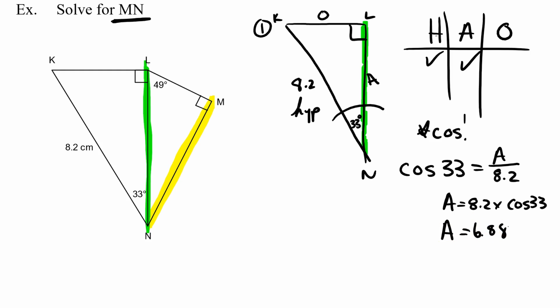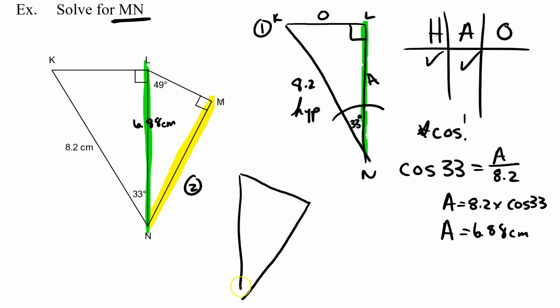Okay. So that means that this dude right here is going to be 6.88. Now I know, oh, don't forget centimeters. So bad. There we go. So this right here is going to be 6.88 centimeters. So now I can use this information to solve out what my MN is. Okay. So I'm going to look at my second triangle, and I'm going to keep color coding because I appreciate a good color code. So I know that this is 6.88. I know that this is 49 degrees, and I know that this right here is my right angle.